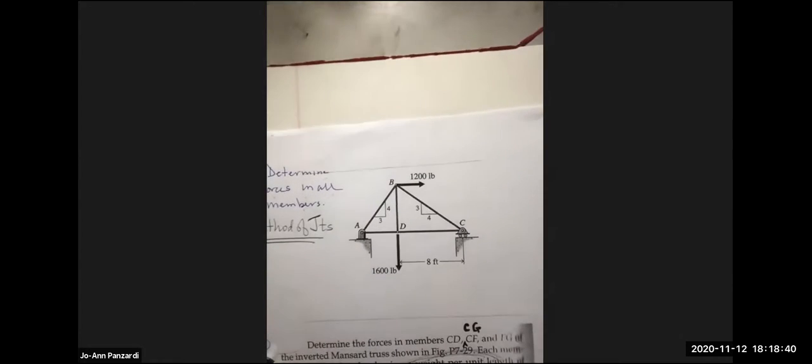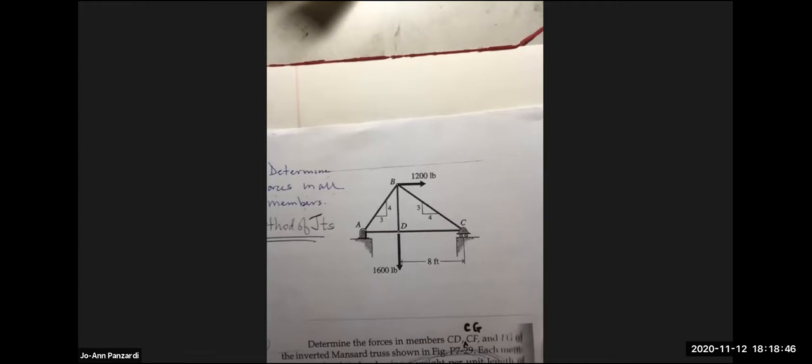Okay, what's the second step? What's the second step of the method of sections? It's the same. Step 1 and step 2 are the same for both. Oh, sorry, I was muted. We need to separate the structure from the main supports. Correct. And determine the reactions. Great.